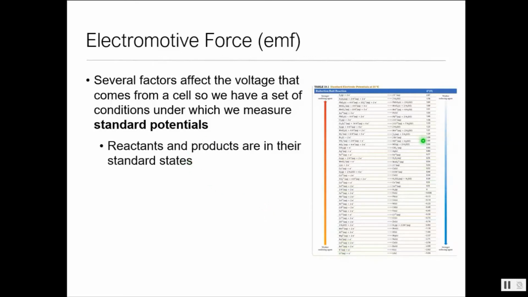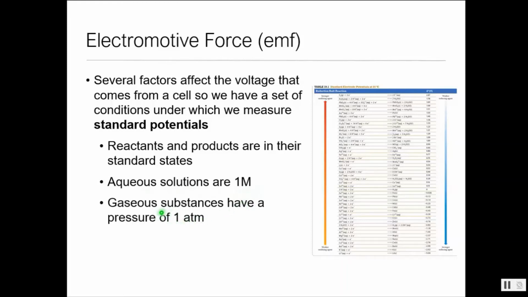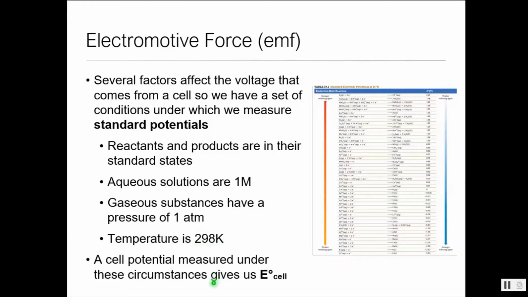These values given in this table are under standard conditions, which again means that if we have an aqueous solution, it's going to be at a concentration of 1 molar. If we're looking at a gas, it's going to be at a pressure of 1 atmosphere. The temperature for these reactions is going to be the standard temperature, 25 degrees Celsius or 298 Kelvin. And then as long as we keep it in these conditions, that gives us the standard potential of our cell.